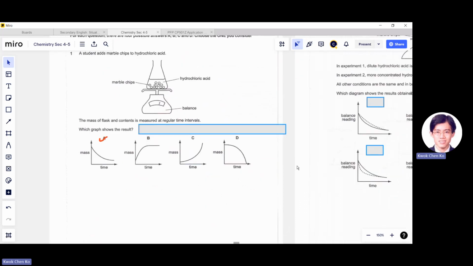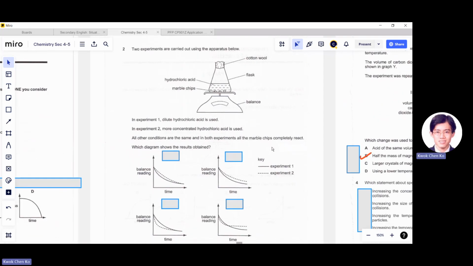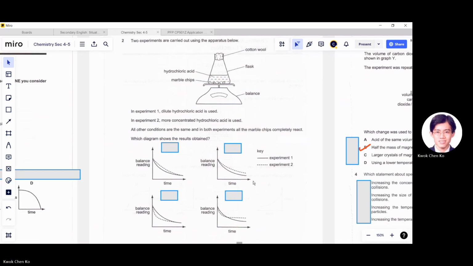Okay, come, number one. You better get it. Jinjie, mark your answers. Okay, number two. Which diagram shows the results obtained? More concentrated, dilute. Jinjie, number two. D. No. B. What? Experiment 2 uses more concentrated HCl.